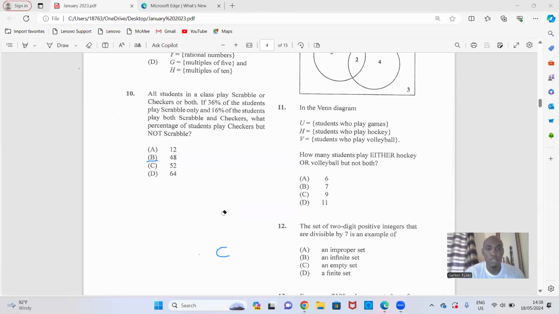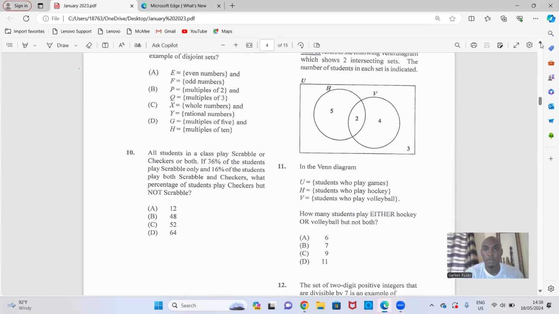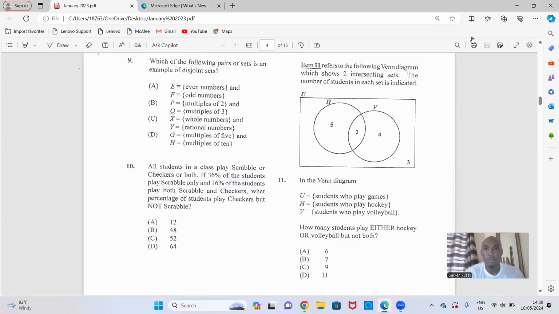Right, I will jump into question 11. Let's see if it's another set question. It is. Let's get the entire question. Good. It says item 11 refers to the following Venn diagram, which shows two intersecting sets, H and V. The number of students in each set is indicated.